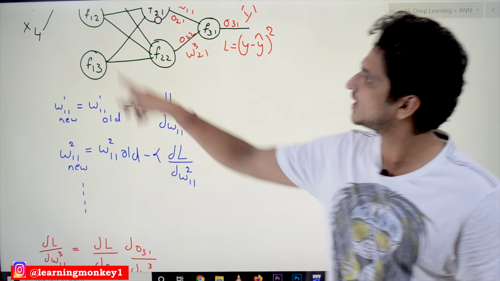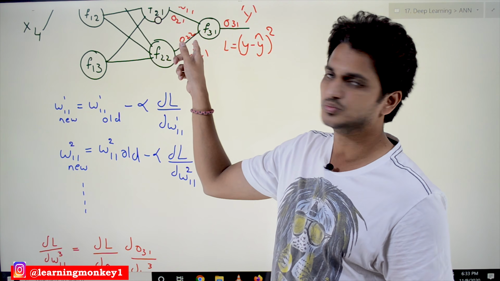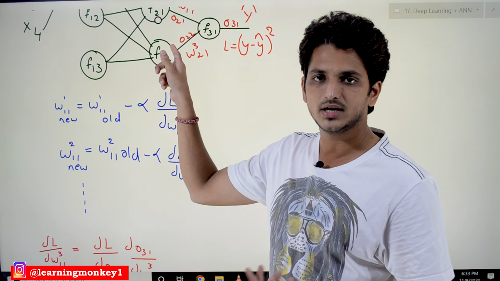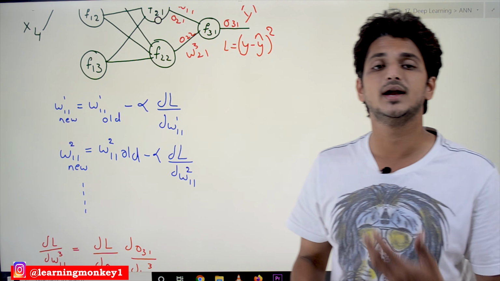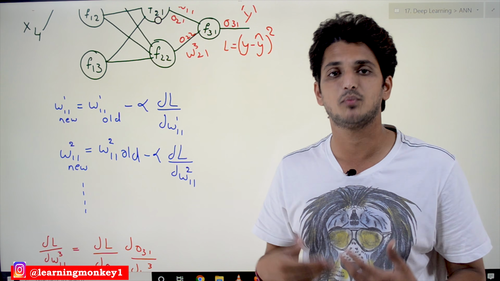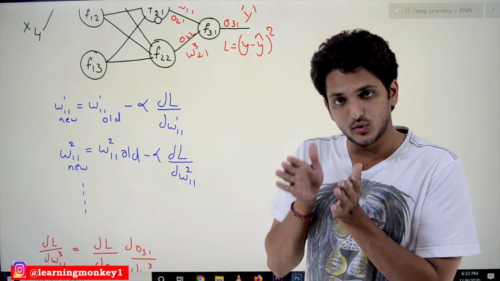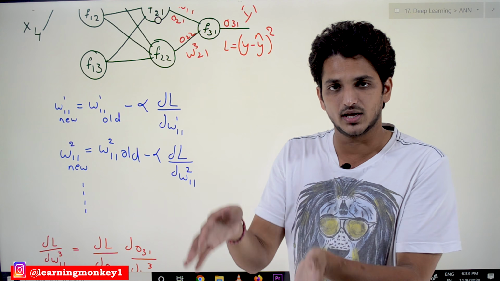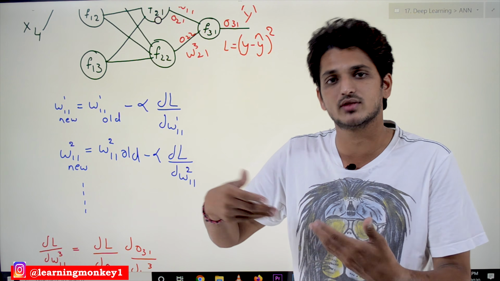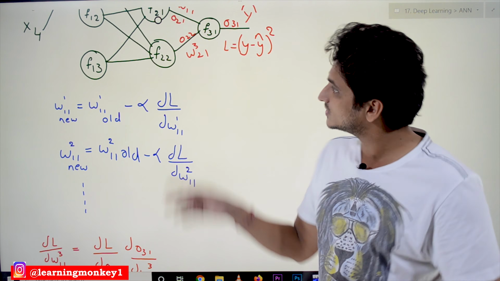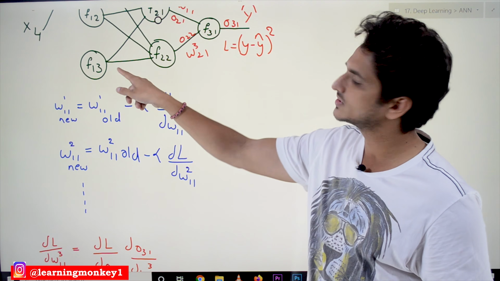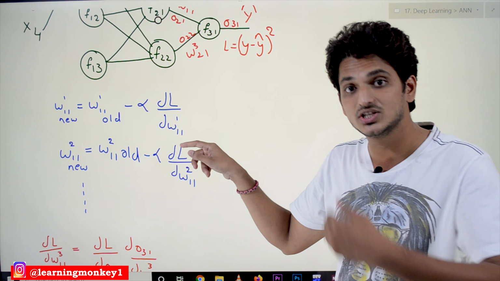All the weights, total 12 plus 6 plus 2, so 20 weights have to be updated for each and every data point. That is what we are doing in back propagation. That is how we will update our weights. So what's the use of these activation functions? We will discuss that in our next classes.